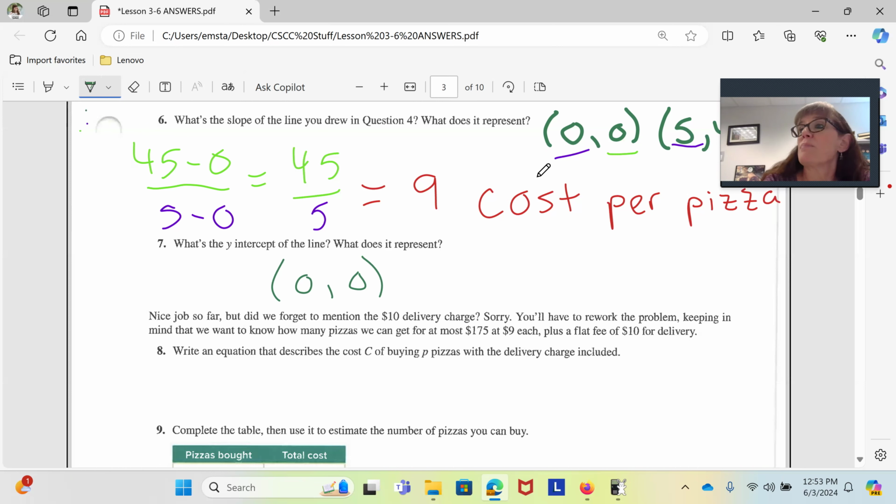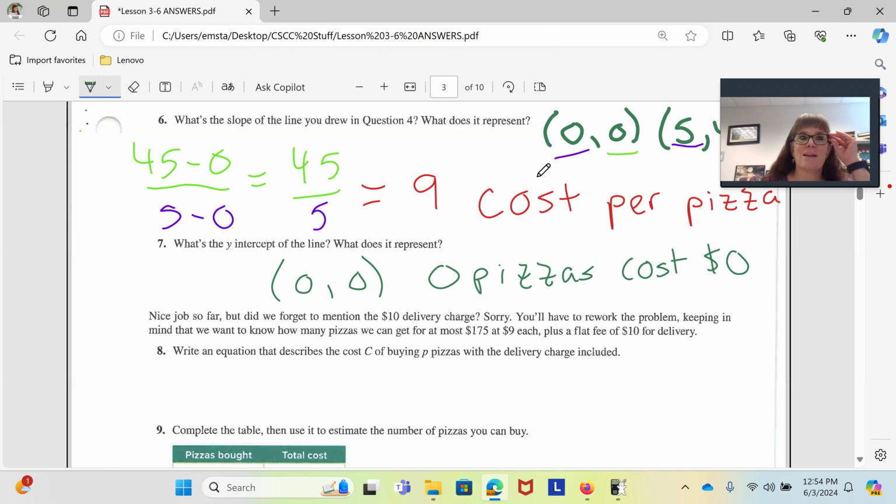And it says, what does it represent? It represents that 0 pizzas cost $0. And that's, again, something I love about this course: it's not just numbers anymore. We're putting value and meaning to those numbers.